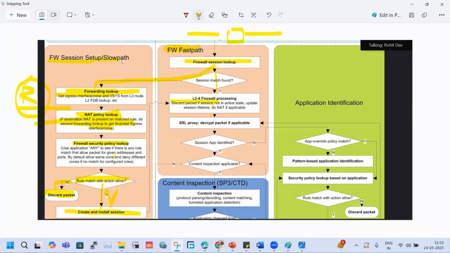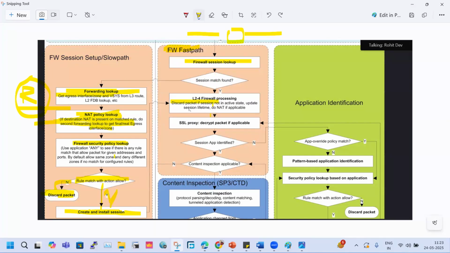Slow path. Then your connection will be a new connection. Treat it as a new connection. Whenever a new connection is established by your firewall, the slow path will be preferred. So it will take the slow path and install the session again. Got it? The session match found is also doing the same process.